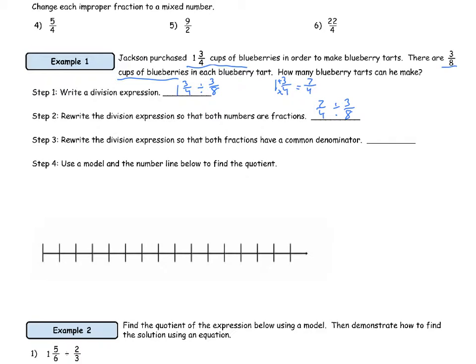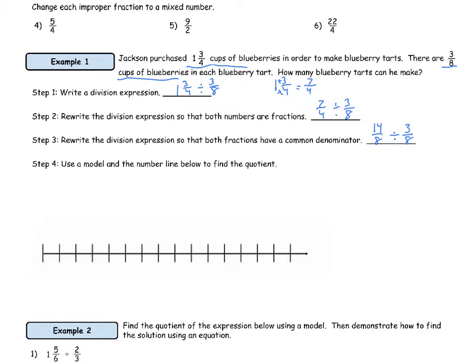Step 3, rewrite the division expression so that both fractions have a common denominator. In this case, our denominators are 4 and 8. A good common denominator would actually be 8, since 4 goes into 8 twice. So if we take 7/4 and multiply the numerator and the denominator by 2, we get 14/8, divided by 3/8, which doesn't need to change because the denominator is already 8.